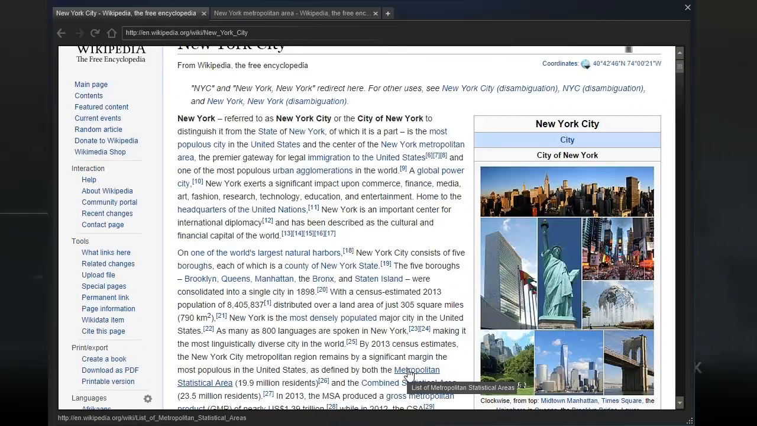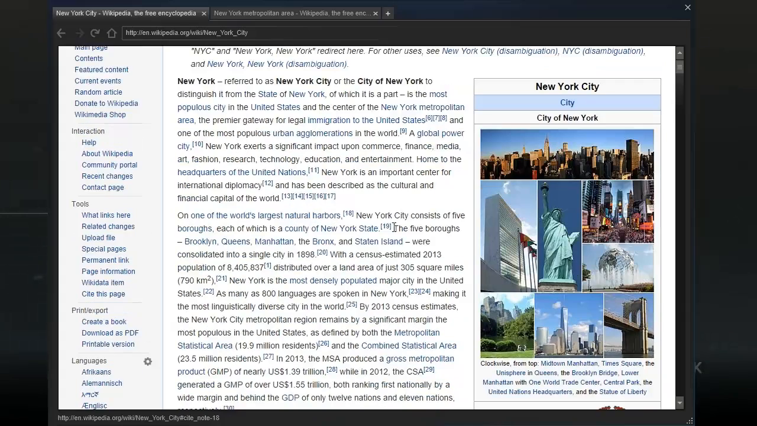The premier gateway for legal immigration to the United States and one of the most populous urban agglomerations in the world, a global power city, New York exerts a significant impact upon commerce, finance, media, art, fashion, research, technology, education, and entertainment. Home to the headquarters of the United Nations, New York is an important center for international diplomacy. It has been described as the cultural and financial capital of the world. That is fairly accurate. It is possibly the most important city in the world today.